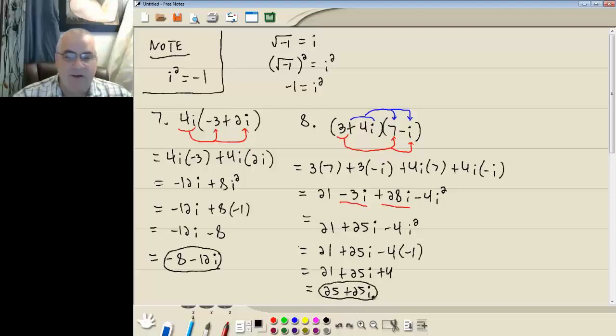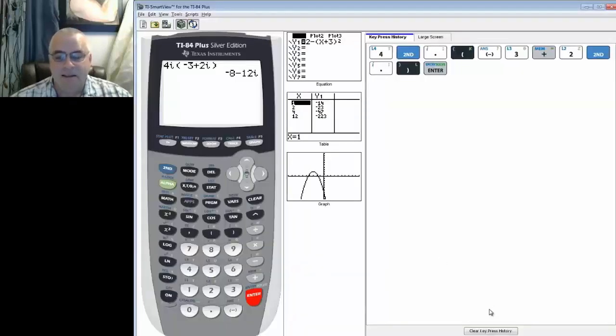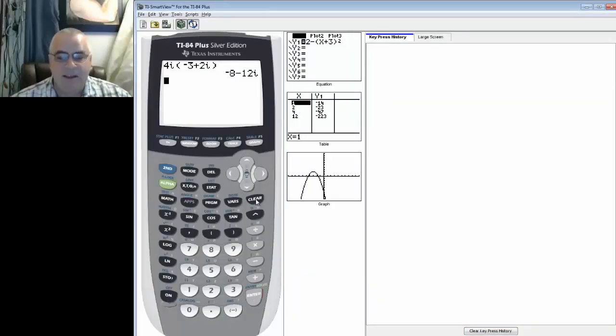Now you may be seeing a pattern at this point. When you got an i squared, basically what it does is flips the sign that's out in front. Notice how this negative 4 all of a sudden became a positive 4. So you don't have to actually write that out by putting negative 1 in there. It always works out that way. Okay, let's show this on the calculator just for fun.